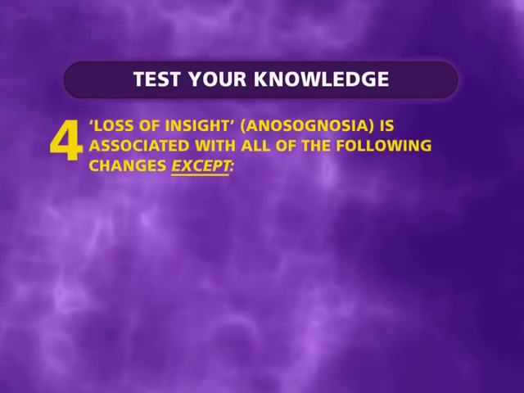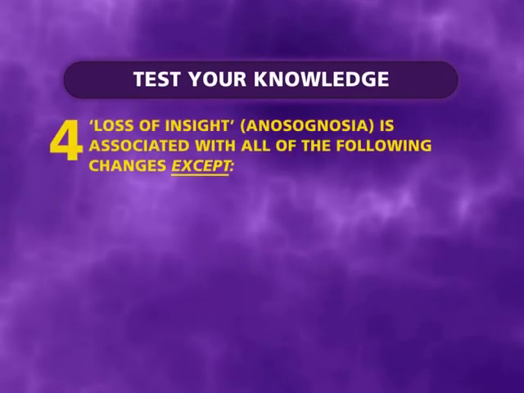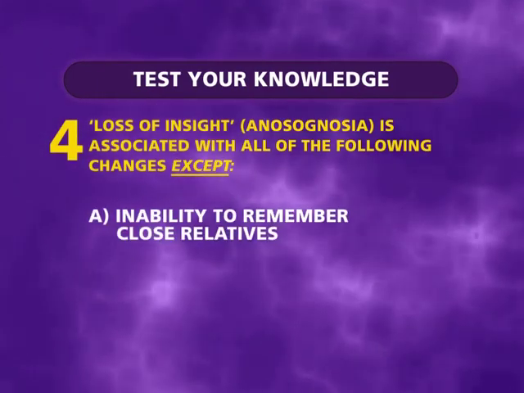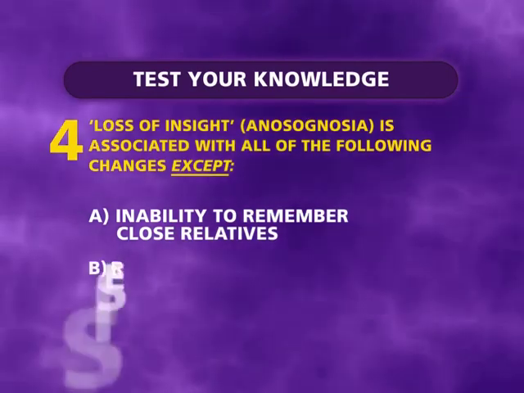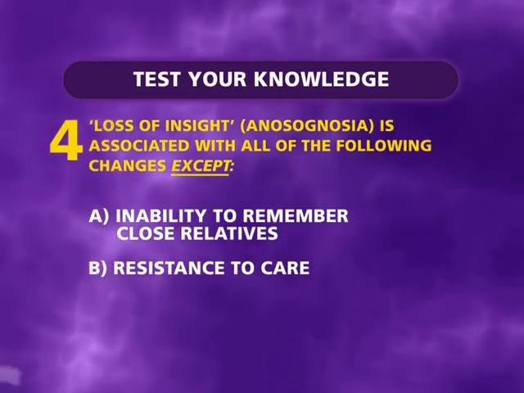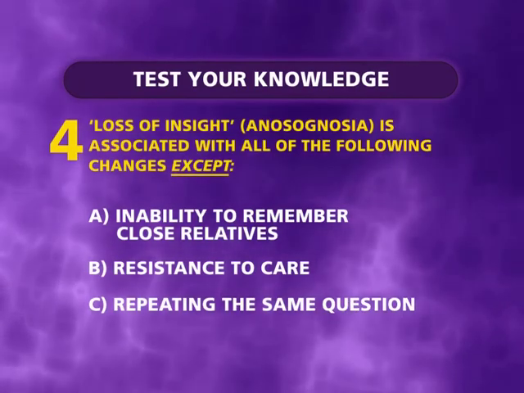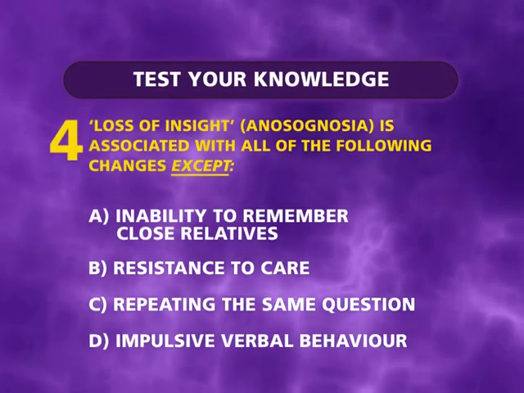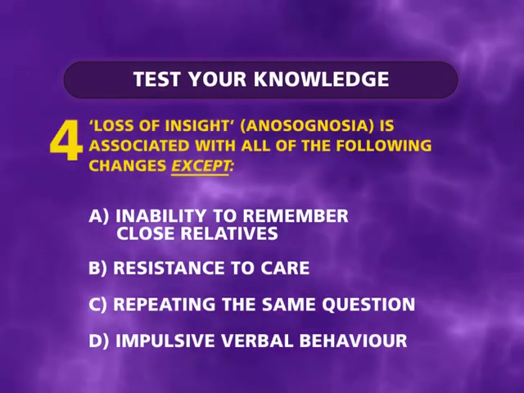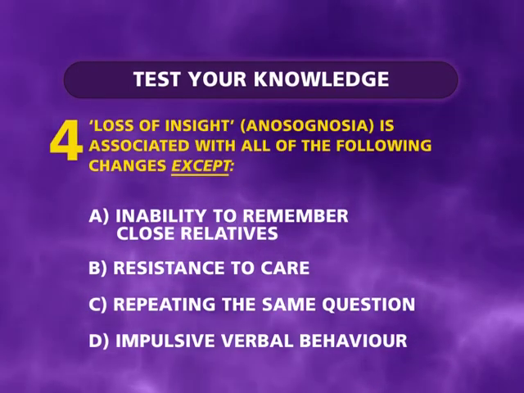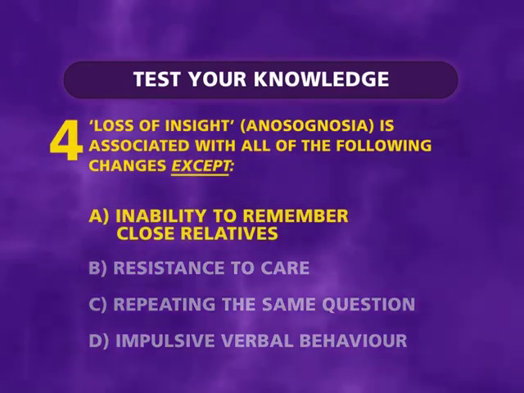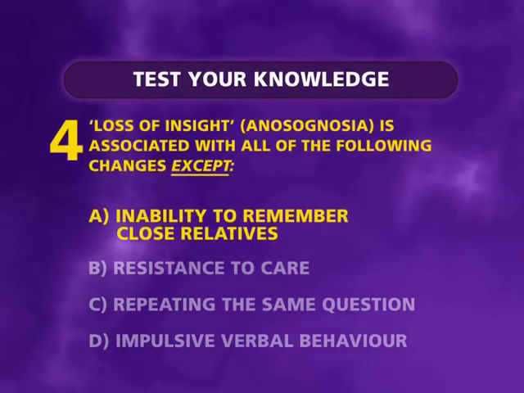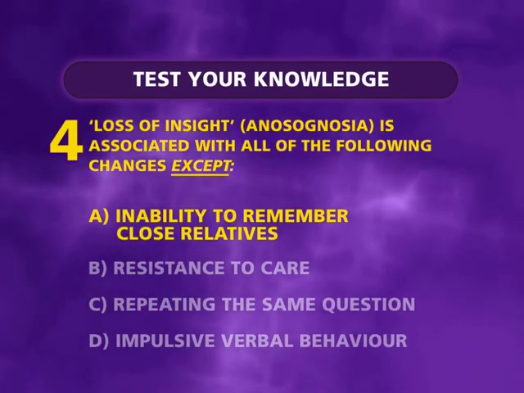Loss of insight, or anosognosia, is associated with all of the following changes except A. Inability to remember close relatives, B. Resistance to care, C. Repeating the same question, or D. Impulsive verbal behavior. The answer is A. Inability to remember close relatives. This loss of memory is linked to amnesia, whereas anosognosia typically refers to an altered sense of reality.